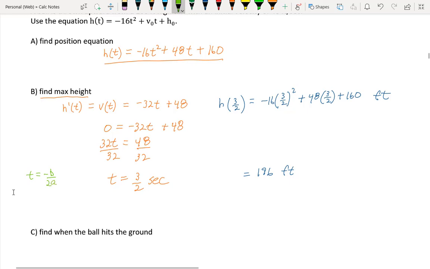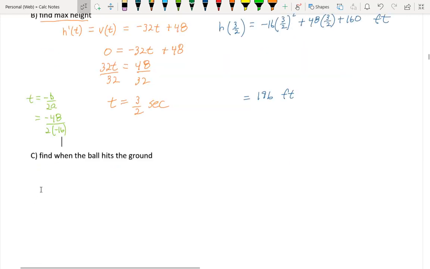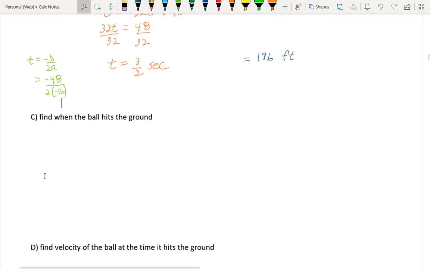So if I do negative b, that's negative 48. Negative 48 over 2 times a, so that's 2 times negative 16. There's my time right there, 3/2 seconds. That was easy, wasn't it? That's all a vertex is. It's the velocity function.